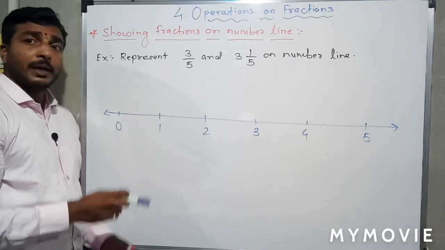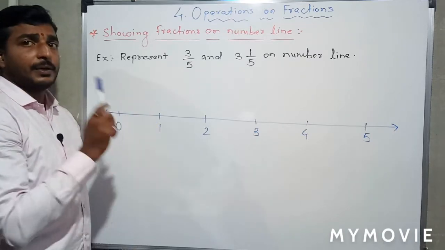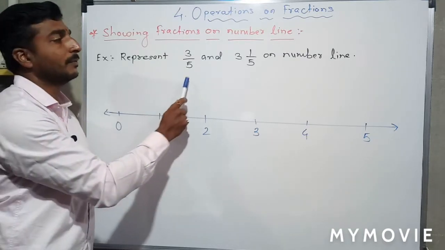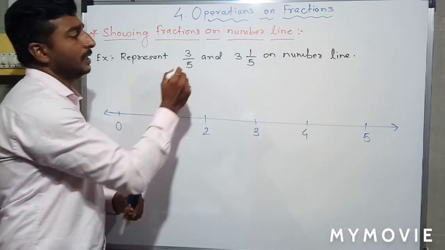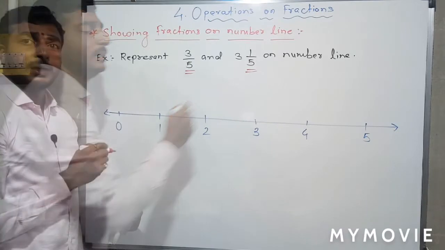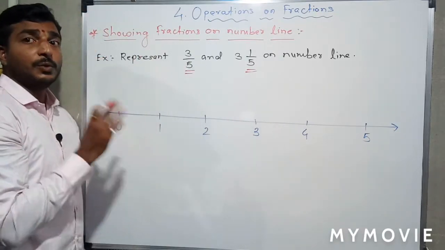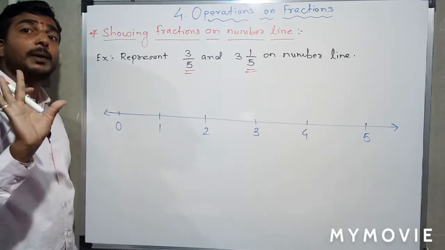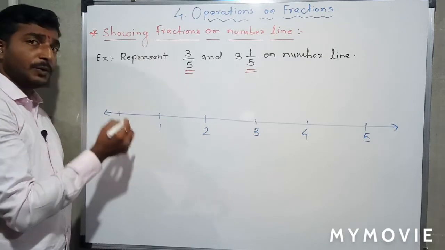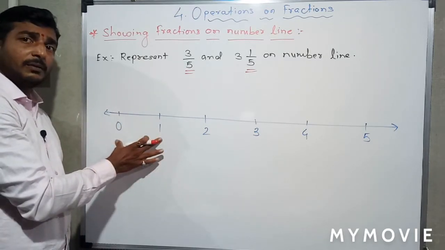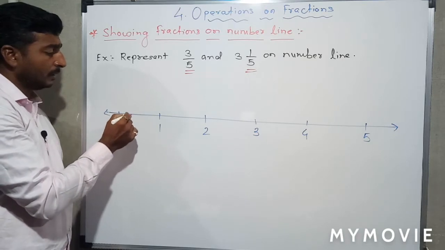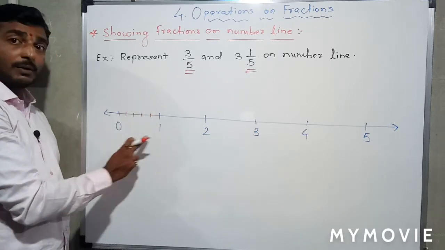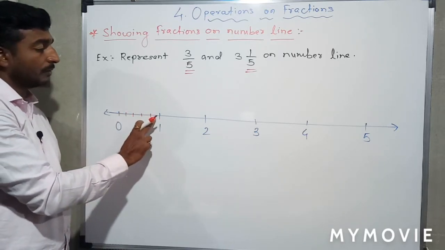When you have to represent fractions on the number line, you have to think what is the denominator of the given fraction. In this example you can see the denominator is 5, and as there is a denominator 5, you have to divide each unit distance into 5 equal parts. So from 0 to 1 you have to divide the unit distance into 5 equal parts. How is that? 1, 2, 3, 4 and 5. So see, 5 equal parts I have divided.